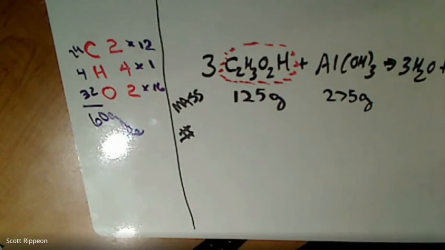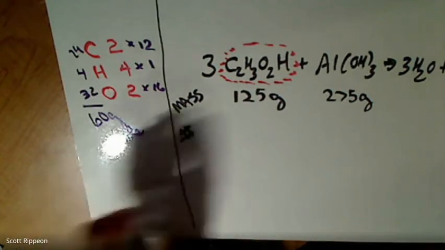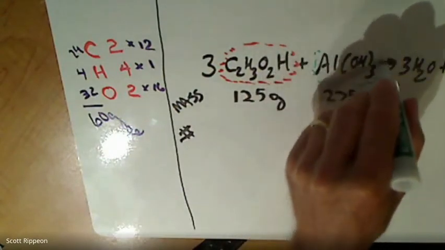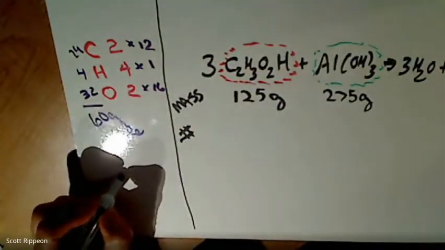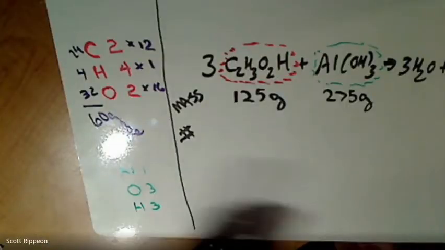All right, everybody good over in the regular class? Good. Now let's do the same thing with this. How many aluminums? 1. Careful now. How many oxygens? 3. And how many hydrogens? 3. Okay.